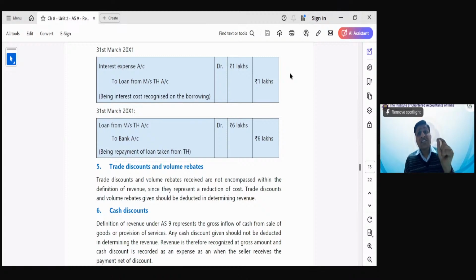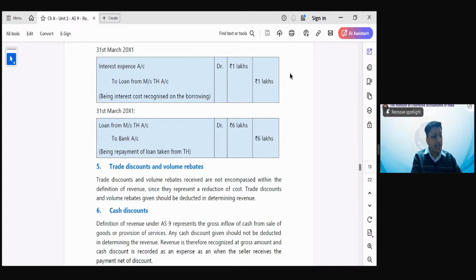Such types of discounts are taken to cost, so they are recorded as an expense. They are not reduced from the amount of revenue. Understood? So there could be two types of discounts. If there's a trade discount, you will reduce that from revenue. If there's a cash discount, you will not reduce that from revenue; you will record that as an expense. Everyone clear so far?